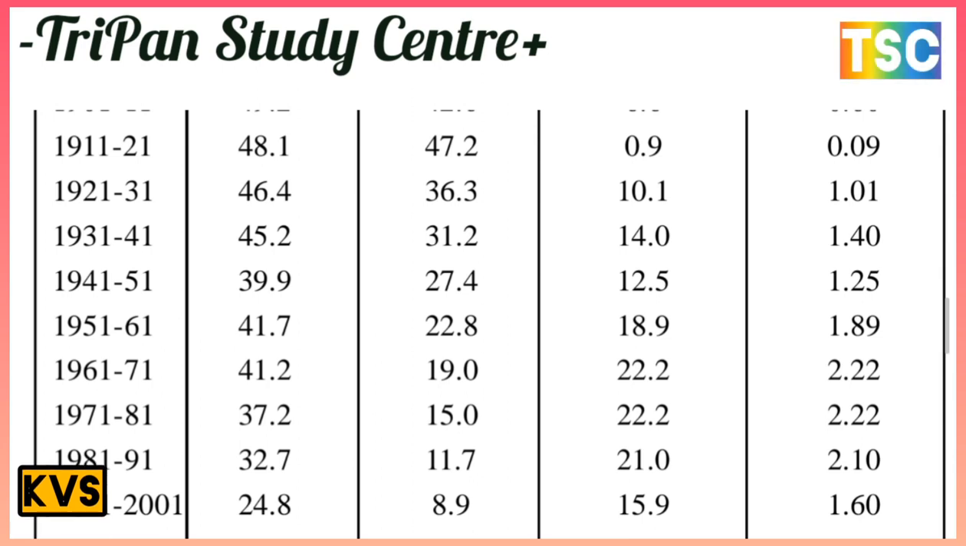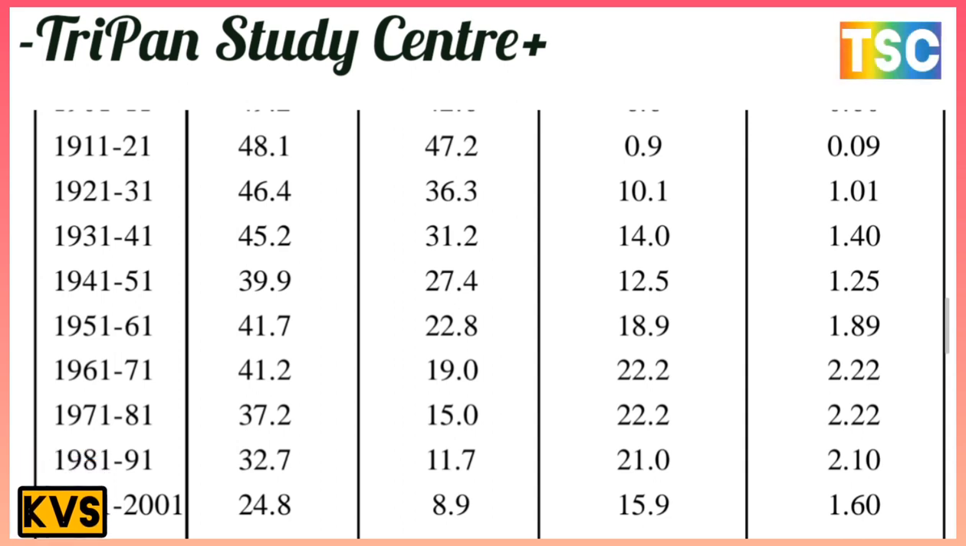The birth rate and death rate keep increasing from period to period. The maximum growth is noted here, with a birth rate of 48.1, and the death rate is also increasing, at 47.2. But this is notable.